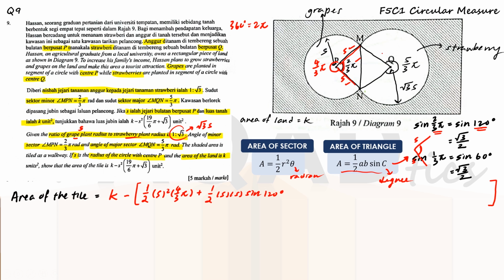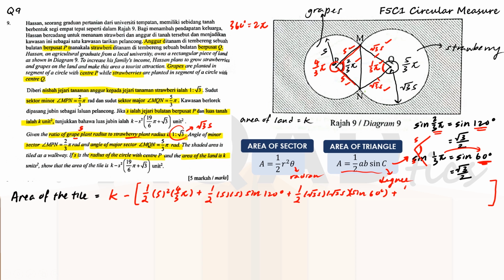The next triangle, same thing as well. Here will be square root 3s, and here will be square root 3s because it is the radius, and here the angle would be 2 pi minus 5 over 3 pi, so it's 1 over 3 pi. So it satisfies the condition again. The sides are here, and we have the angle between them. So 1 over 2 square root 3s, sine. This one is 1 over 3 pi, so if we change it to degrees, this is 60. And lastly, the last area, which is this sector.